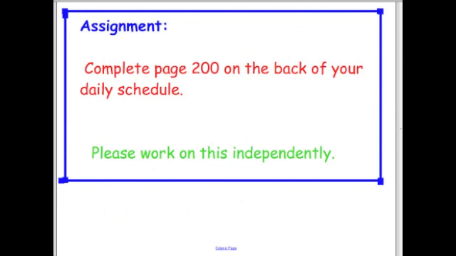Your assignment for today is just to complete page 200 on the back of your daily schedule. Please work on this independently, and please do not be afraid to ask for help.